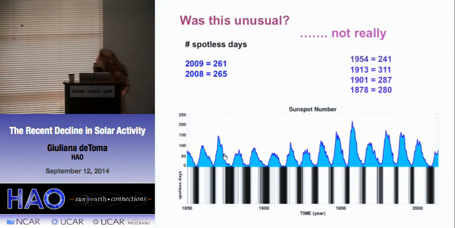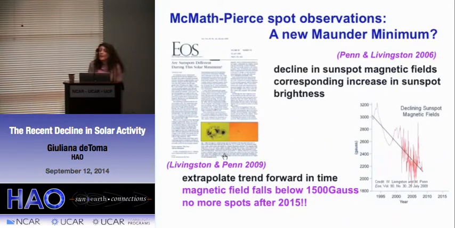So you can see the length of this recent minimum compared to the previous one, but when you go back, you find that this doesn't really look unusual or peculiar in any way. Nevertheless, there was a lot of discussion, and still is, about something peculiar going on in the sun and the possibility that the sun is entering a minor minimum phase. A lot of this was driven by the observations taken at Kitt Peak with the Magnetic Sphere observatory.